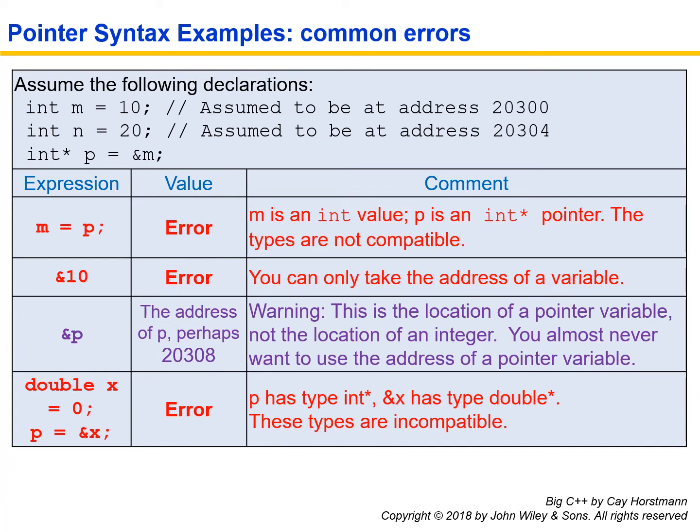Some common errors are to put M equals P. You would have to say M equals star P. M equals P tries to assign a memory address to an int value, and that doesn't work. Ampersand 10, you can't do that. You have to take the address of a variable, not of a literal. Ampersand P, well, that would give you a pointer to another pointer, which isn't usually all that useful. And P equals ampersand X. Well, X is type double, P is type int star, so those aren't type compatible.